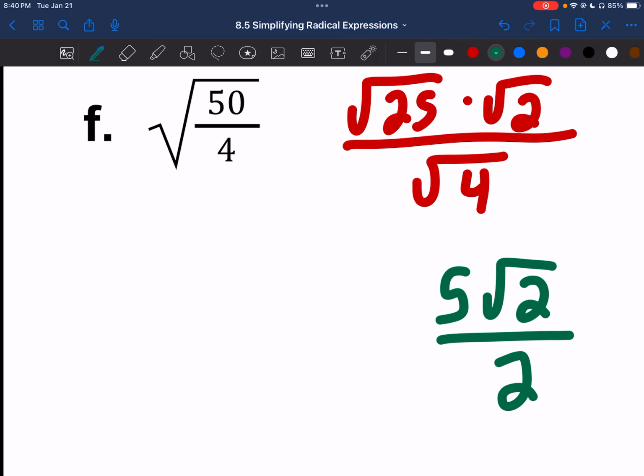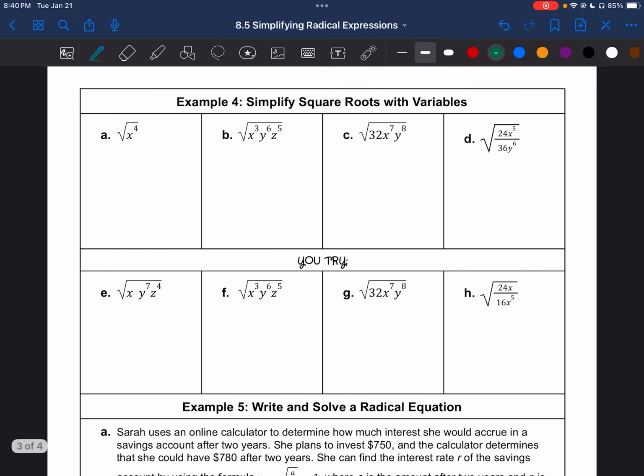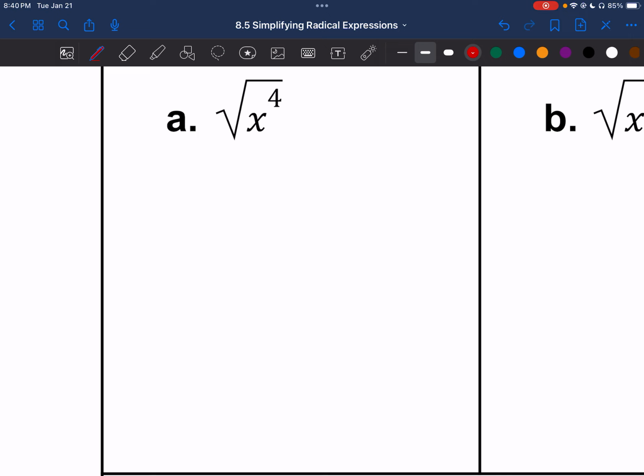All right, we're going to go ahead and go to the next page now. On the next page, we are now going to be simplifying square roots with variables. All right, so there are a couple of different strategies to walk through for how to do these ones with variables, especially ones that have variables with higher powers than just a 2.